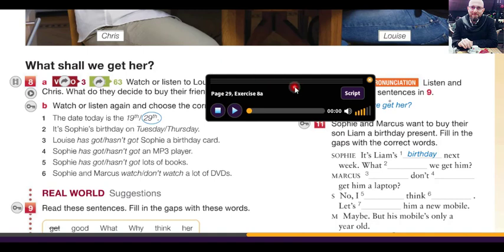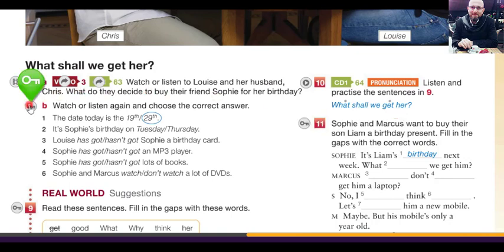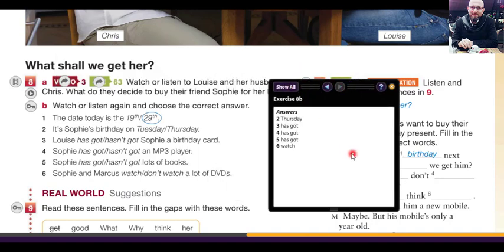OK, guys, so you can repeat it again and answer it. And now let's check the answer. Here's the answer. Number 2, Thursday, 3, has got, 4, has got, 5, has got, and 6, watch.